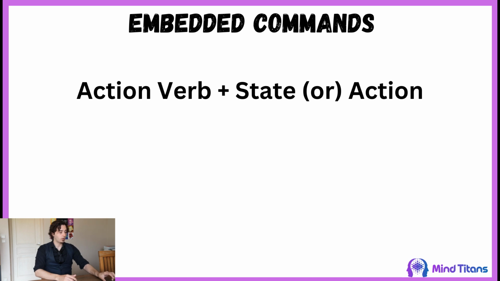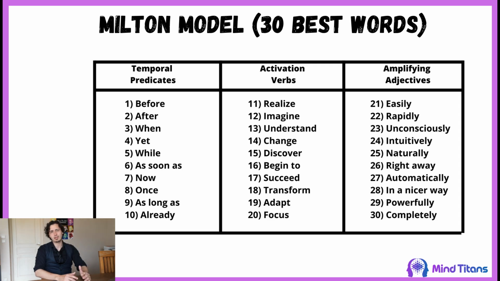Now, when we want to summarize the Milton model language, same thing. There would be maybe 1,500 words in the Milton model language, maybe even way more. I'm just reducing it to something simple you can use right away. Temporal predicates: before, after, when. You can replace this with the quote or with the embedded question. It is just something to pre-frame the suggestion. Then the activation verb: realize, imagine, understand. And right after the activation verb comes the state or the action you want them to take. The adjectives are optional.